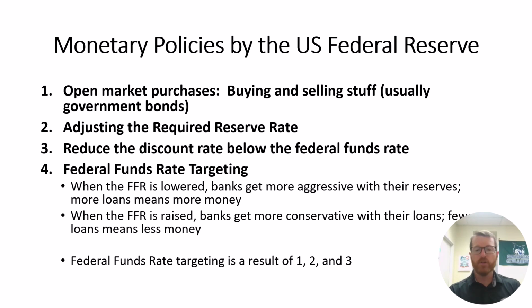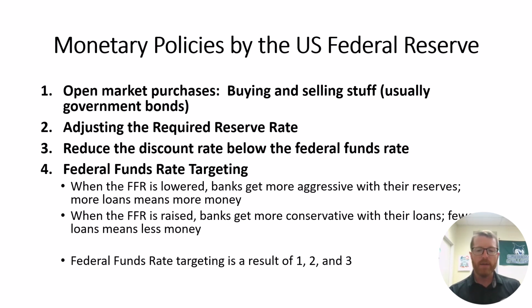Those first three policies we talked about are obviously important, but the fourth one is the most important, and it is the Fed's primary tool, federal funds rate targeting. The federal funds rate is, again, the interest rate banks charge one another, and billions of dollars are exchanged from banks to banks in the United States every single day. The scale here is just unbelievably massive. Banks are borrowing and loaning to each other all the time.